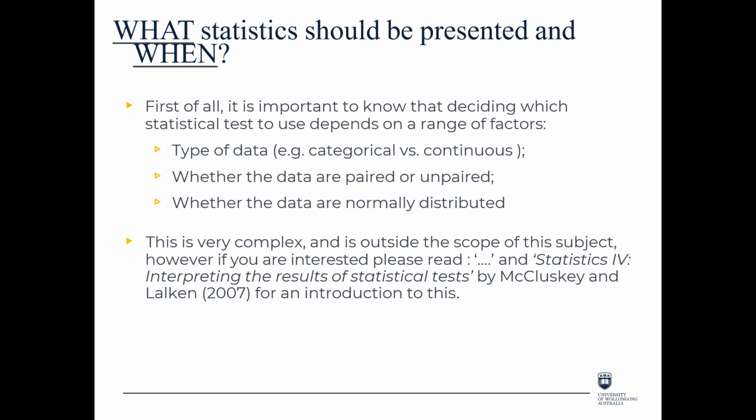And unpaired data is where they're not paired. You've just sort of grouped all your pre-nurse scores together and all your post nurse scores together. So that's unpaired, which means you do a different test. And then you also have to consider whether the data are normally distributed. So that is, are they in that bell curve?